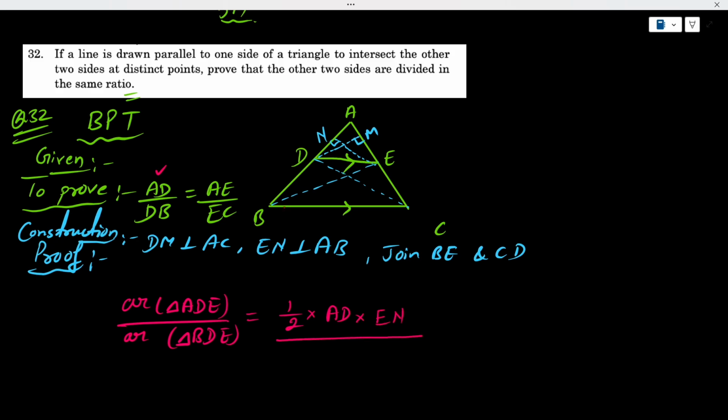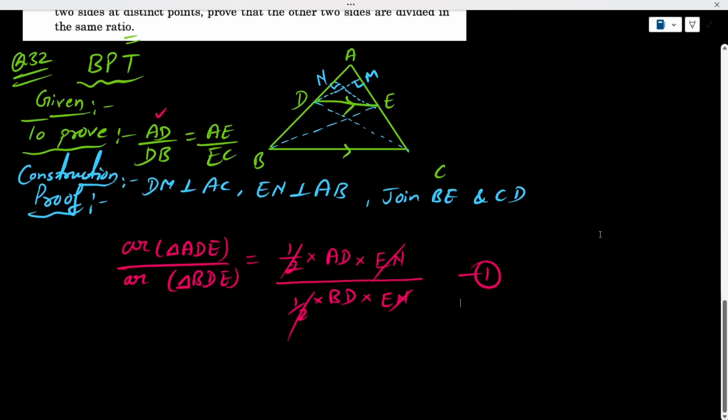By BDE, what again? The base is going to be BD, right? And the perpendicular, because it's an obtuse triangle, will be EN. You can see that this gets cancelled and you will be left with AD by BD. Similarly, you are going to take the other right side two triangles. What is the other right side?